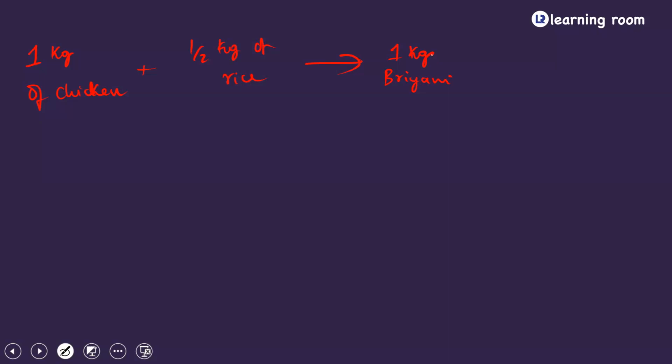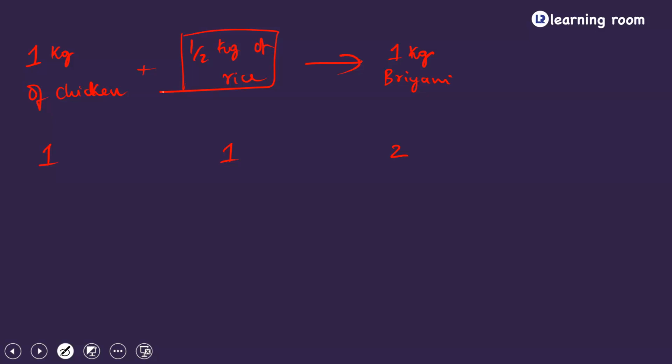See, usual ratio is 1 is to 2. Correct? Now, for half kg of rice, I require only half kg of meat. The remaining half kg of chicken goes to chicken 65. We do not mind them. Or kebab, whatever. So, half kg of chicken and half kg of rice you take, you get 1 kg of biryani. Is that clear?